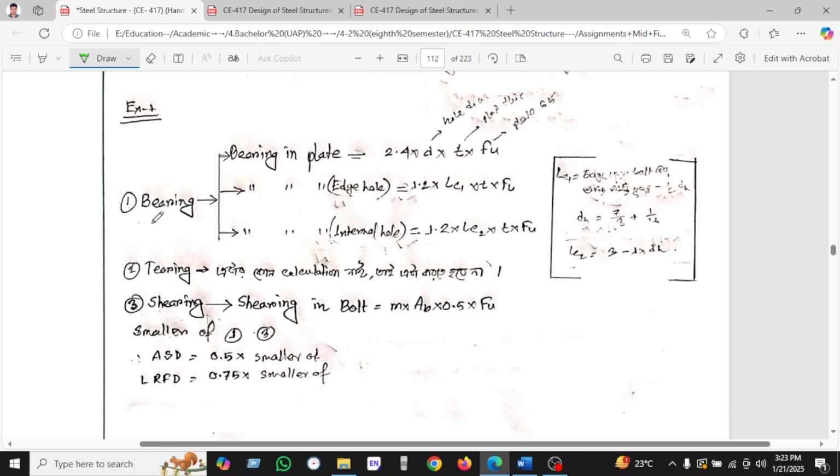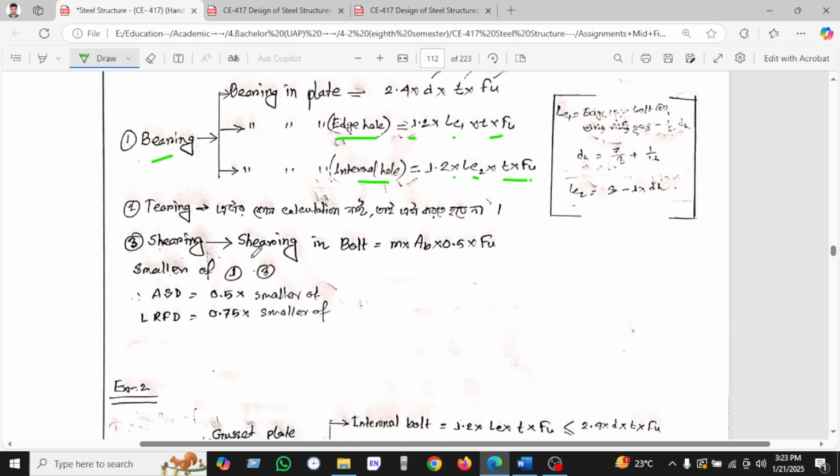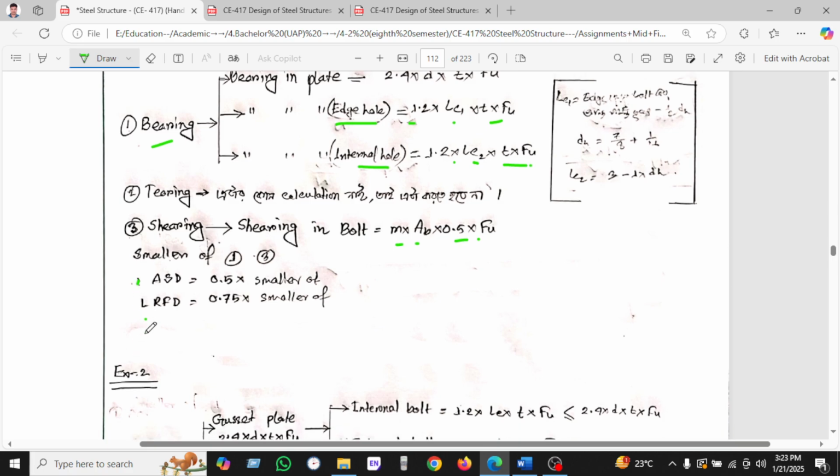For bearing on the plate, we take 2.4 D T FU, and for the edge hole 1.2 LC T FU. For the inner hole, 1.2 LC2 T FU. For tearing, there is no calculation. And for shearing, it is the shear in the bolt, AM into AB into 0.5 FU. From these we can calculate ASD and LRFD.